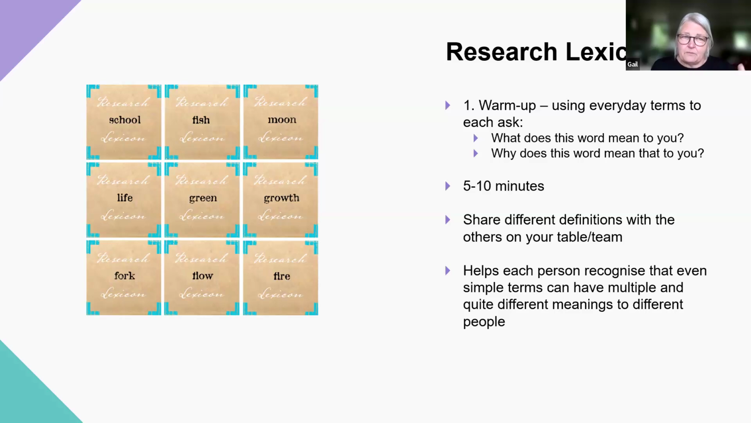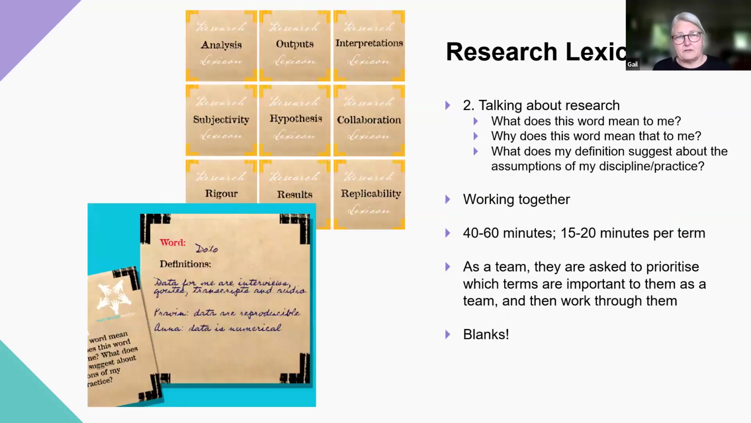And this is just to get people thinking through the process before they actually do the next stage, which is talking about the research. It's a similar process, except this time the cards are all laid face up on the table. So as a team, working together, they are asked to prioritize which terms are important to them as a team. These might have been words that were used in the application, but they hadn't really critiqued them. So they're all asked for each term.